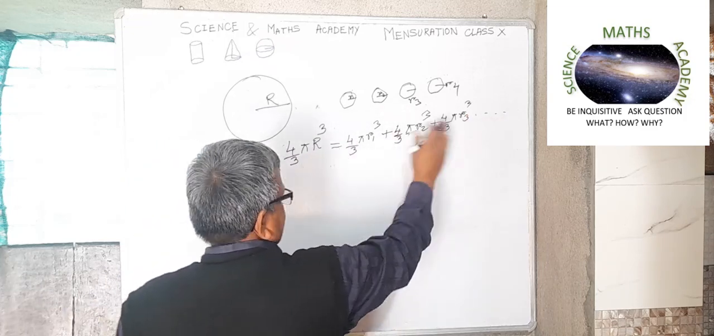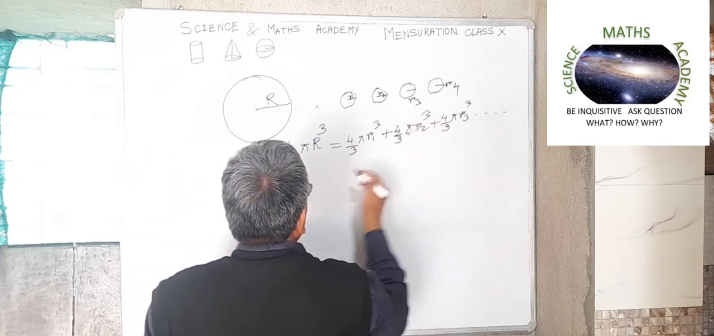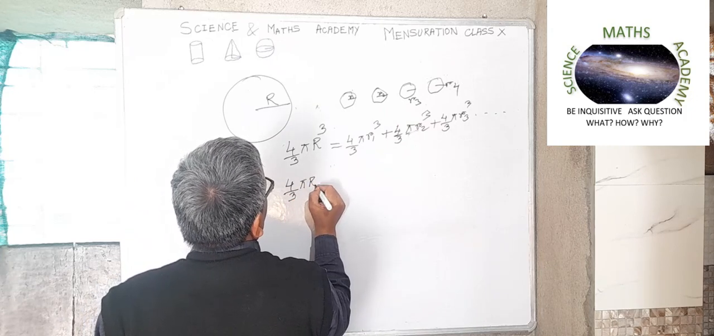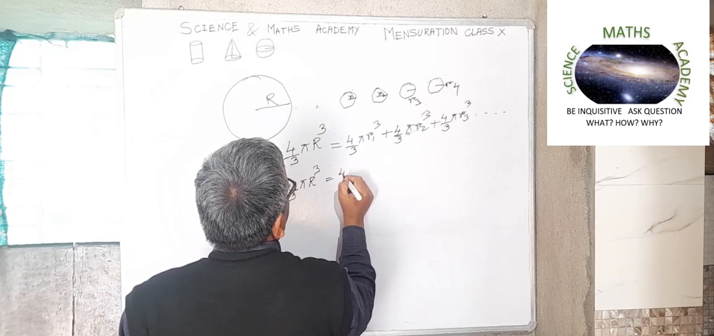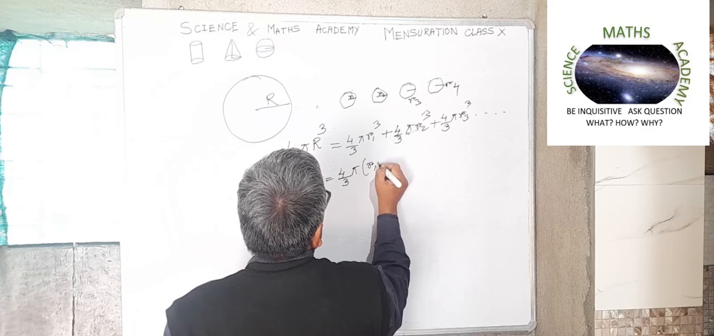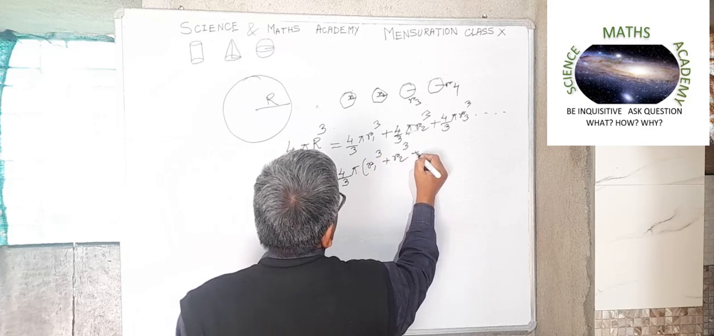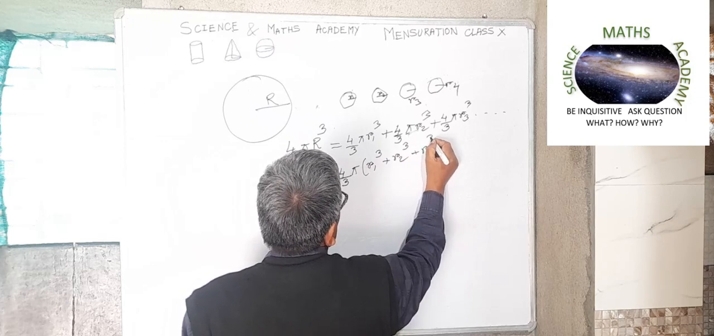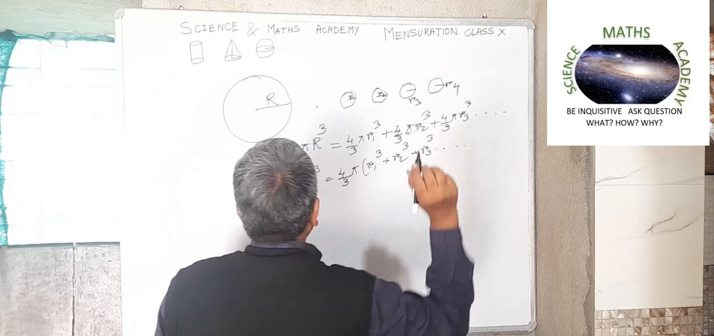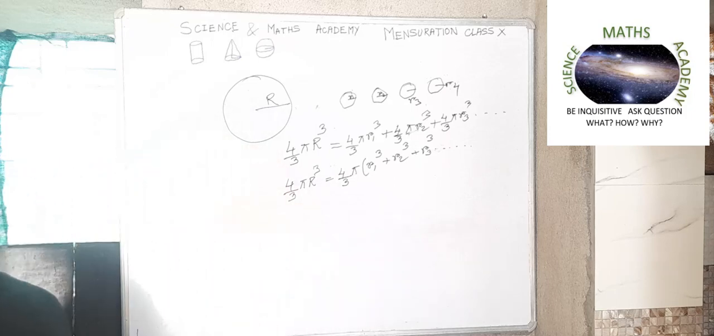Now something is not given, other is given, you just calculate, finish it. 4/3 pi capital R cube equals 4/3 pi, I take common, so what will be left? R1 cube plus R2 cube plus R3 cube dot. This is the formula. Okay, now I am going to make, I melted this.